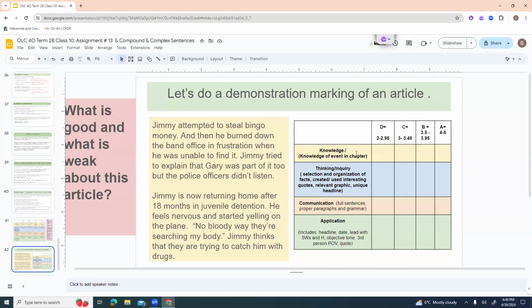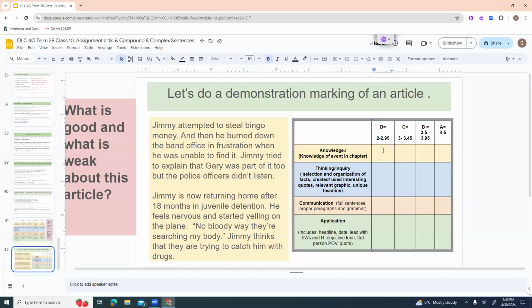Okay. Am I showing a good knowledge of the event in the chapter? No, not really. I'm only showing a very partial amount of information here. So I might give that a 2. So it passes, but it just barely passes there. Okay. Oh, wait, 2.5. My apologies. 2 would be a fail, actually. Okay, thinking and inquiry, selection and organization of the facts, interesting quotes, no quotes, graphic, nope, no graphic, headline, nope, no headline. Oh no, this person has not done a great job on this stuff. So 2.5 again.